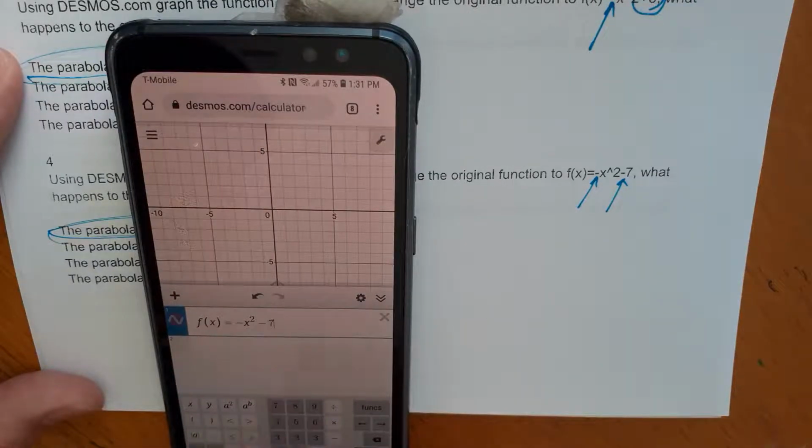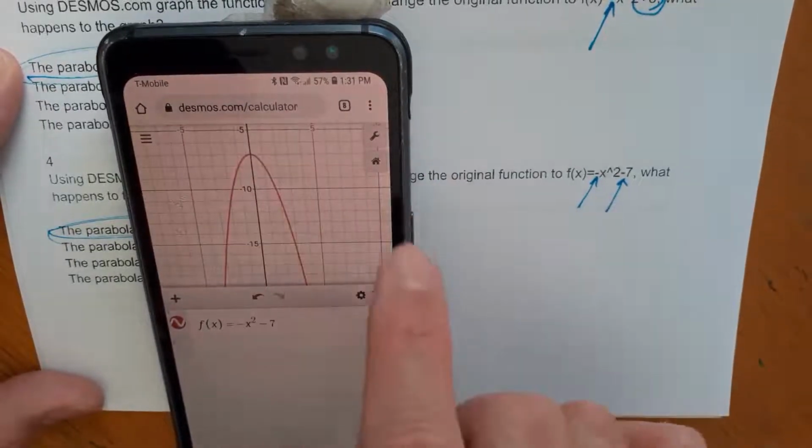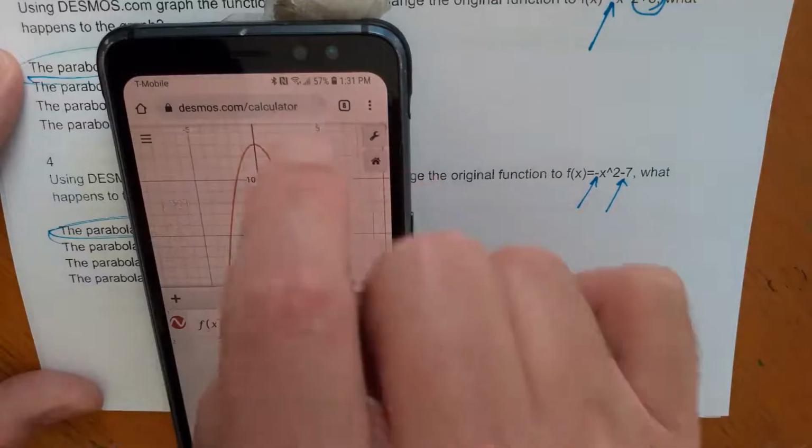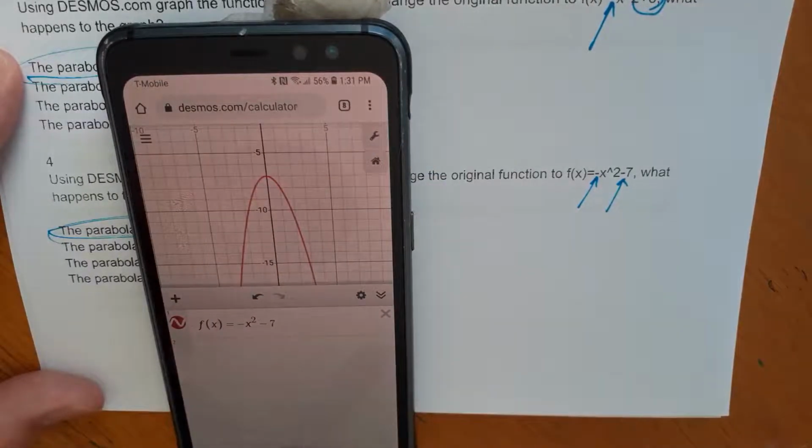Minus 7. Ding. And we might need to say home again. Where's my home? Home. No, I like it better if I move it up. There we are. So we're at minus 5, minus 7, flipped upside down, moved down 7.